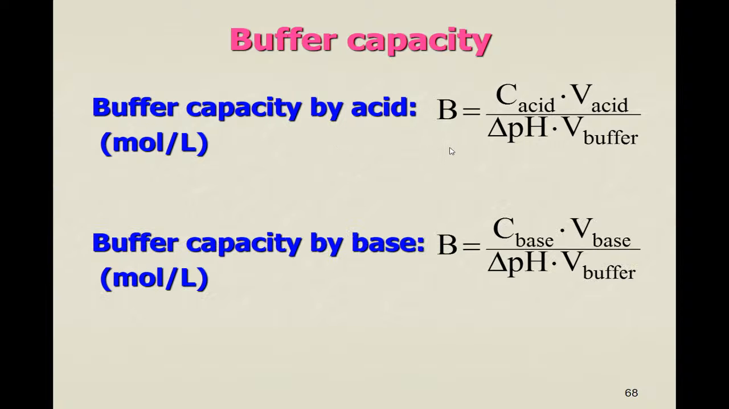If we add alkali to the buffer solution, the buffer capacity by base is the product of the concentration of strong base and the volume of strong base. That means the number of moles of this strong electrolyte, over delta pH caused by this addition and the volume of buffer solution. Usually it's not the same. For our buffer solution to neutralize both the same way, buffer capacity by acid and by base equal, never happens. Usually one of the buffer capacities is higher.